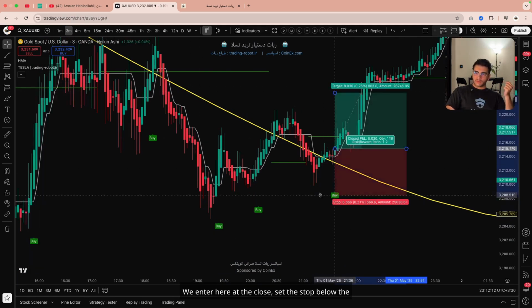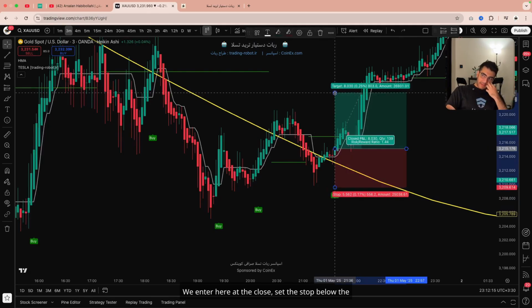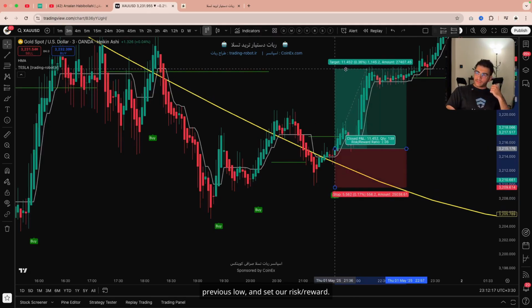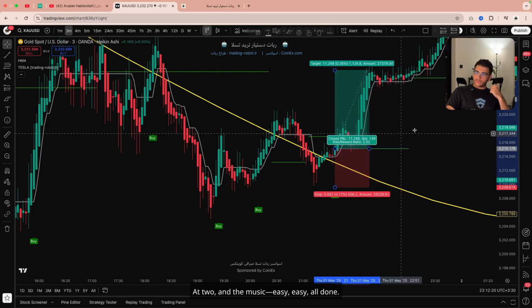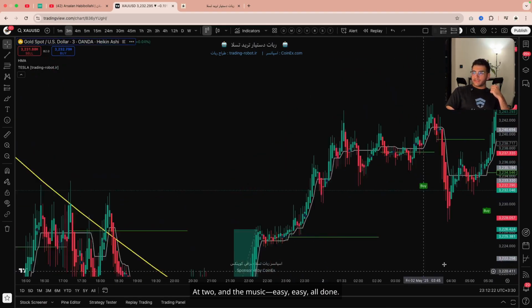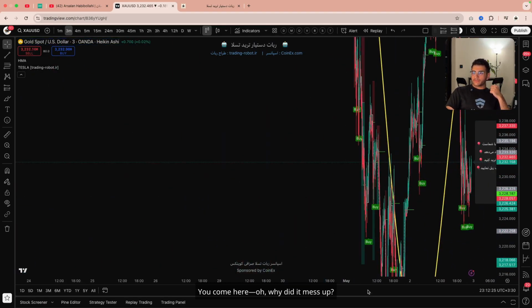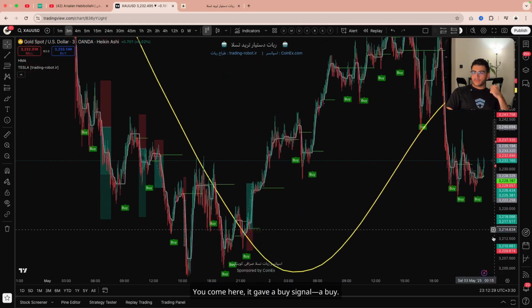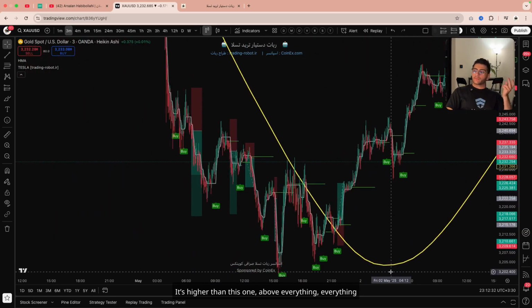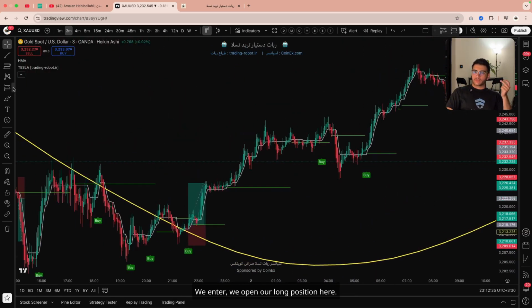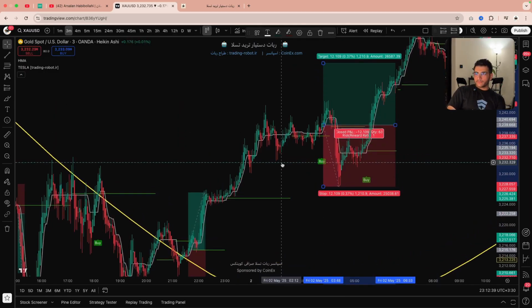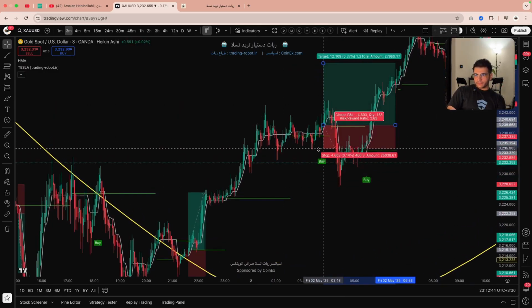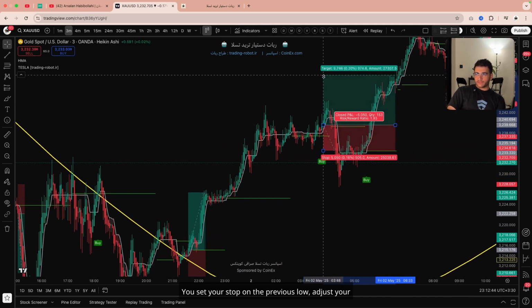We enter here at the close, set the stop below the previous low, and set our risk reward at 2, and the music, easy, easy, all done. You come here, oh, why did it mess up? You come here, it gave a buy signal, a buy. It's higher than this one, above everything. Everything is correct. We enter, we open our long position here. You set your stop on the previous low, adjust your risk reward.